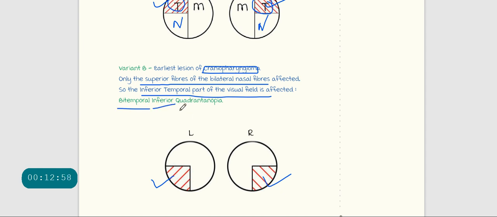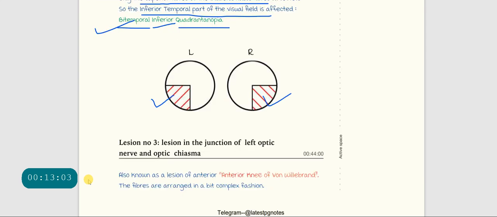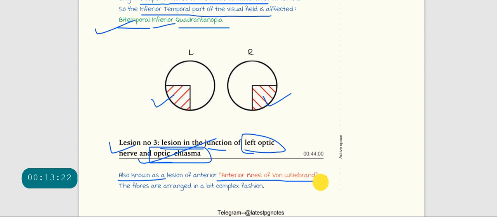Now the third lesion is the lesion at the junction of the optic nerve and the optic chiasma. It is also known as the lesion of the anterior knee of von Willebrand. Here the fibers are arranged in a bit complex fashion. So here is a simplified arrangement of the complex nerve fibers.